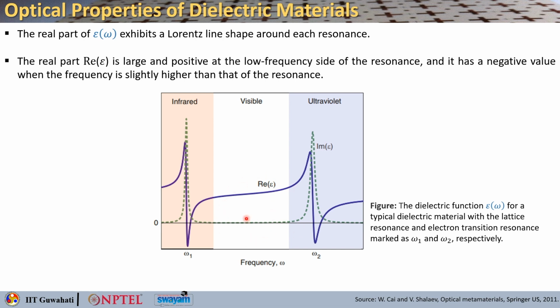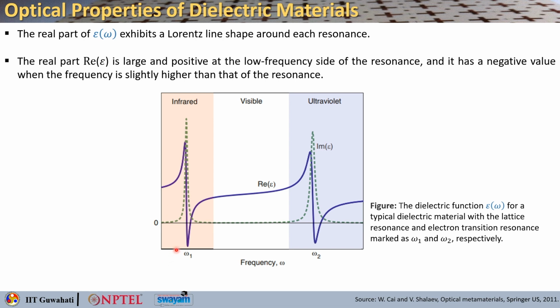Another important thing to see here is that in the case of resonance, you basically have the resonance where this particular absorption is maximized, or the imaginary part is maximized, or you can say where the real part undergoes a change in sign. So, the real part, real of epsilon, is large and positive, as you can see at the low frequency side of the resonance, and then it quickly becomes negative when the frequency is slightly higher than that of the resonance. So, this is where exactly the resonance frequency lies.